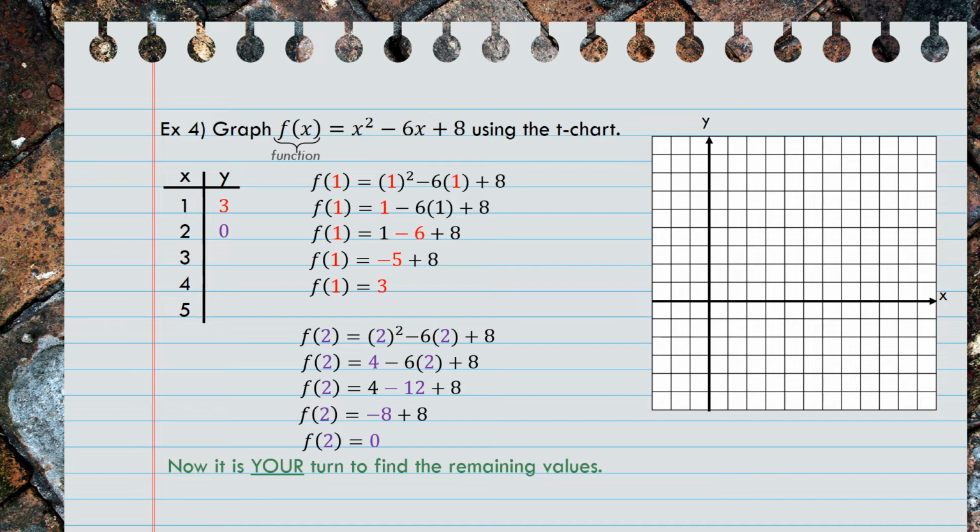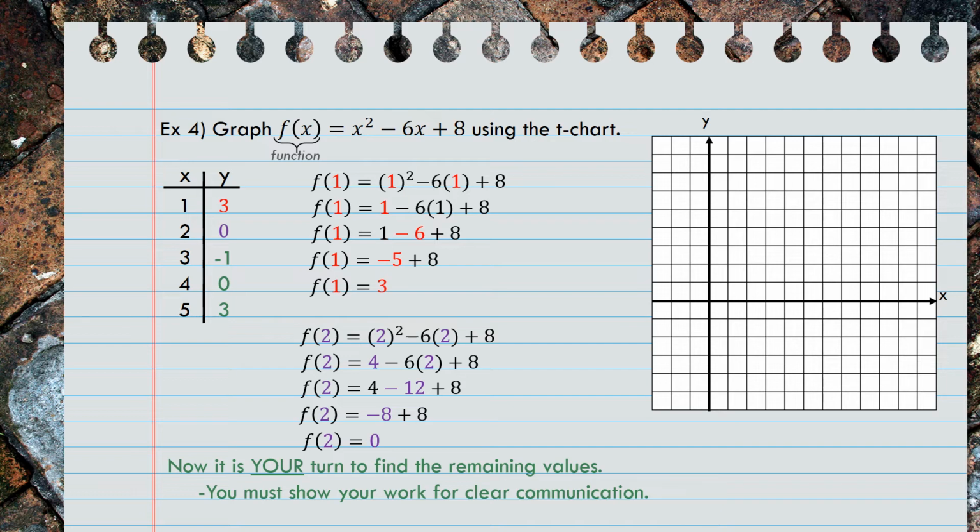Now, it is your turn to find the remaining values. Remember, you must show your work for clear communication. Hopefully you found the following values. When x is 3, you found y to be negative 1. When x is 4, you found y to be 0. When x is 5, you found y to equal 3.